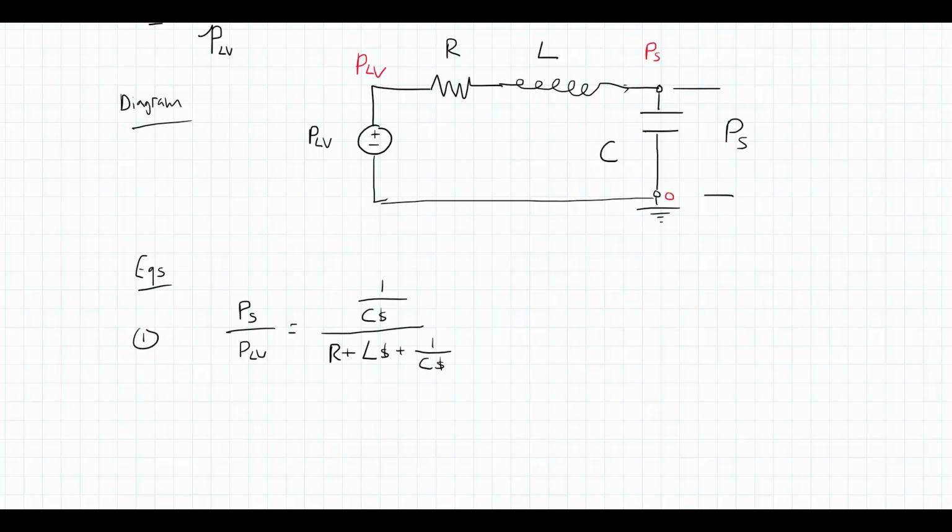Now, as it's written, it's not in a good form because I have S's in the denominator of fractions in the numerator and the denominator. So I am going to take this and I'm going to multiply by CS over CS. So in the numerator, 1 over CS times CS is going to leave us with 1. RCS plus LCS squared plus 1 in the denominator when I distribute that CS through.